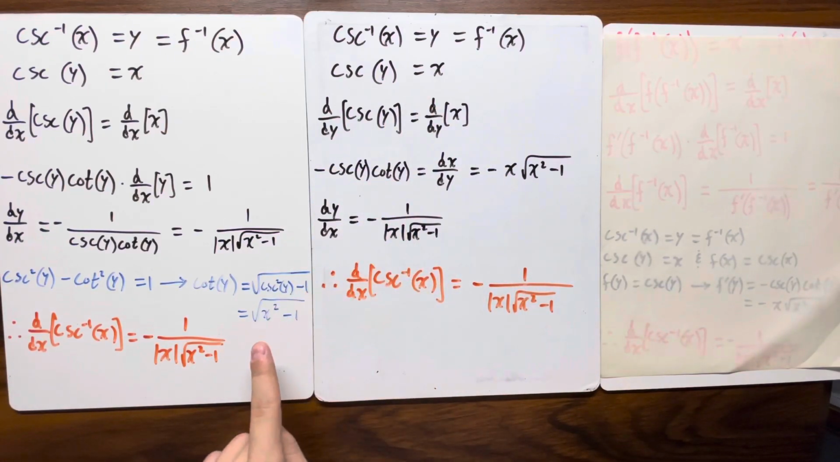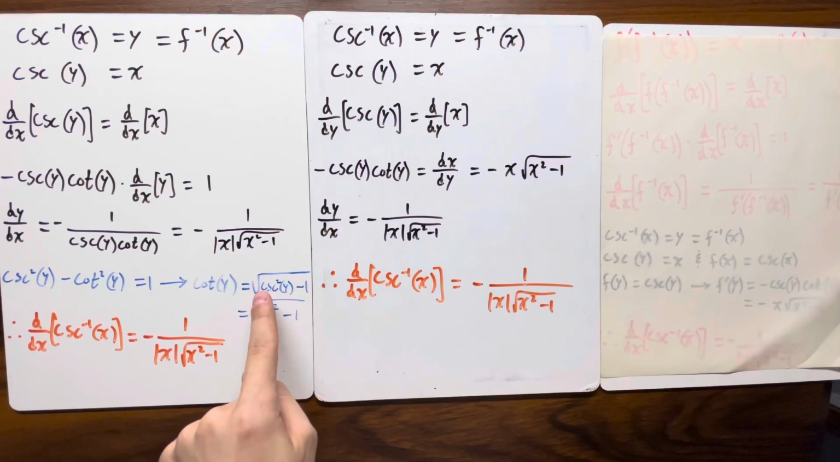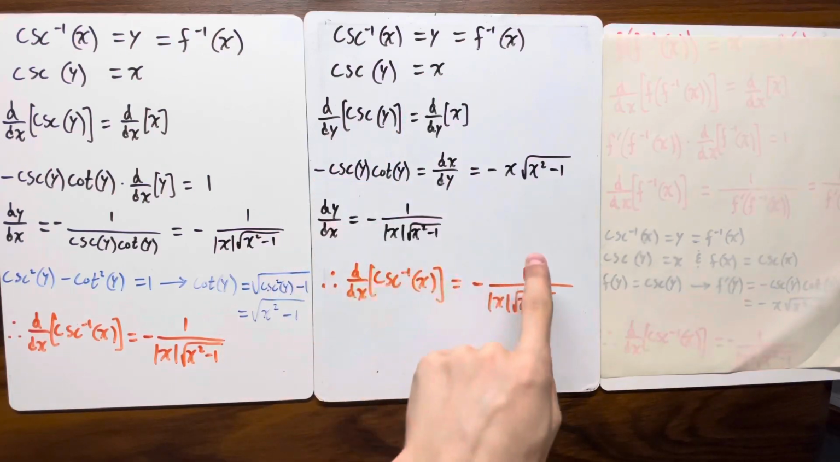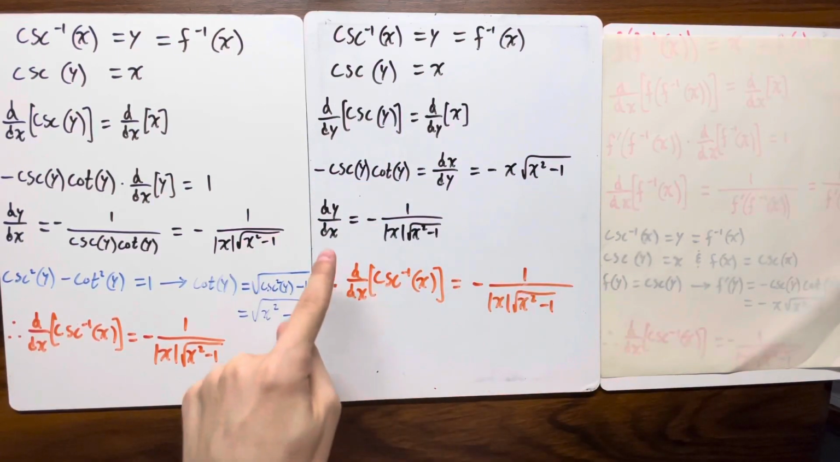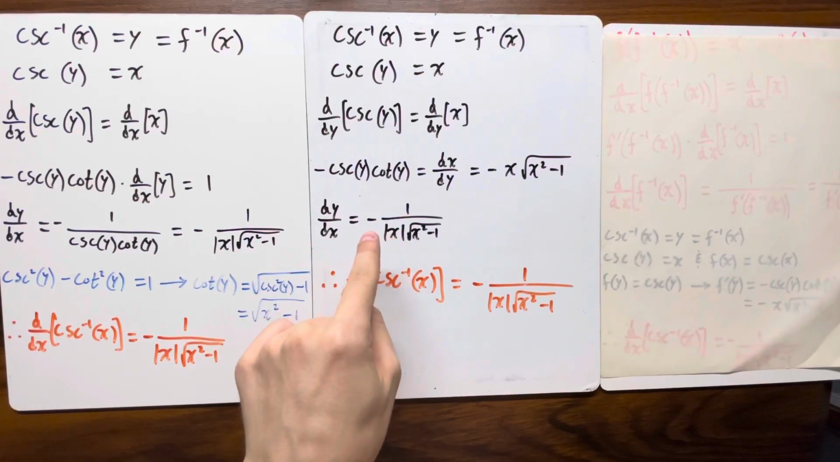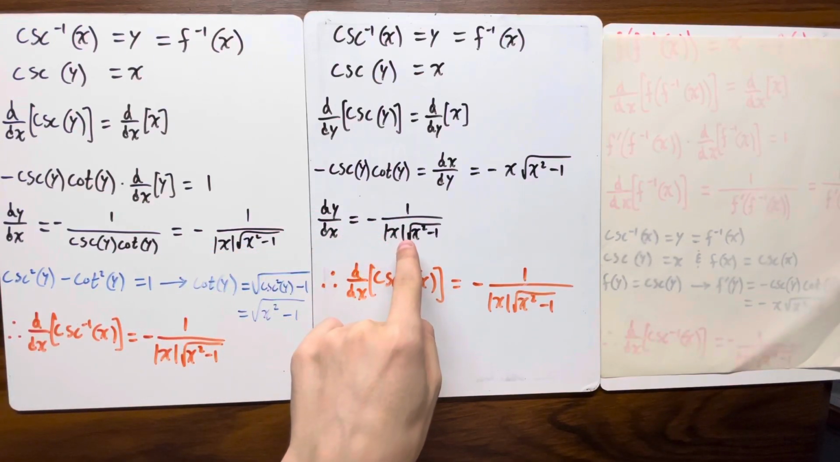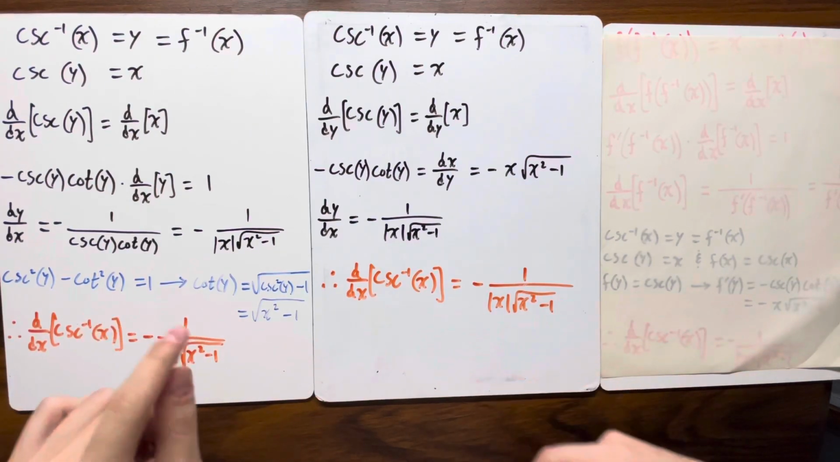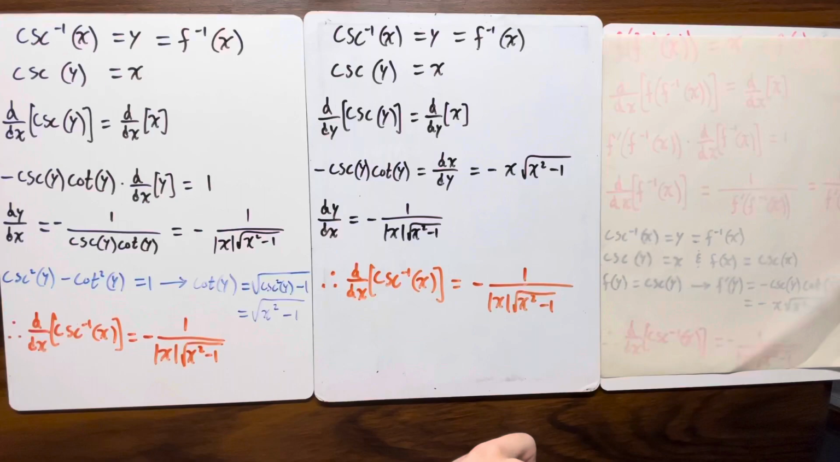Well, cotangent of y we figured out is the square root of cosecant squared of y minus 1. And of course, cosecant of y is x. So we can just write it like this. And then reciprocating both sides of this equation, we get dy dx is equal to negative 1 divided by x times square root of x squared minus 1, just like we did over here. So we get the same answer, differentiating with respect to x or with respect to y.